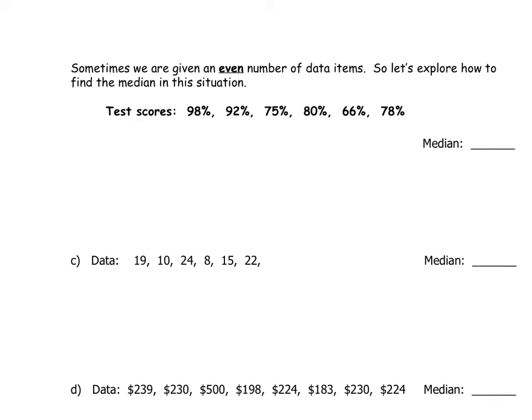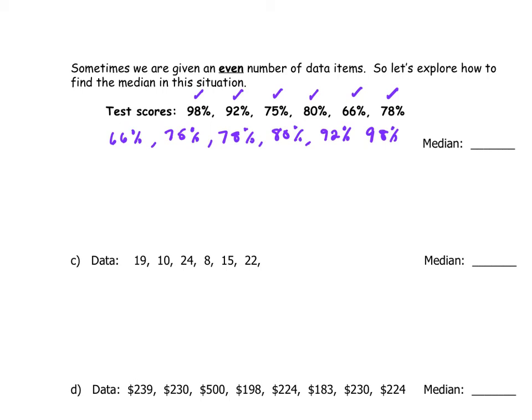So we're going to start just like we did before. We're going to put our data set in order from least to greatest. So we're going to start with our least value, which I see is 66%, followed by 75%, followed by 78%, and you can pause the video and continue writing the numbers on a separate sheet of paper. All right, hopefully you have these numbers in order.